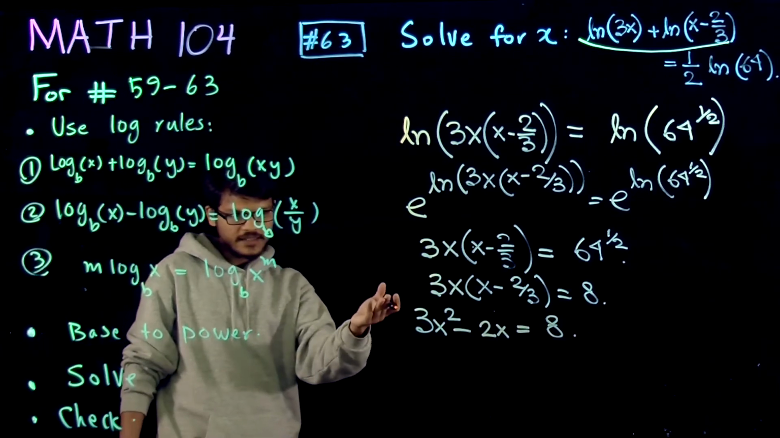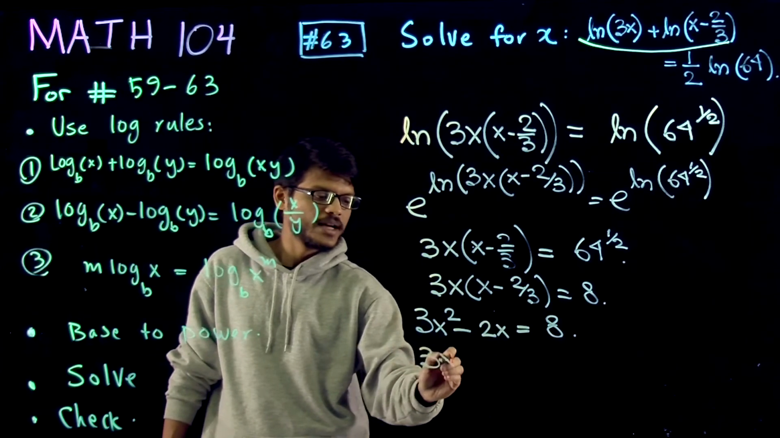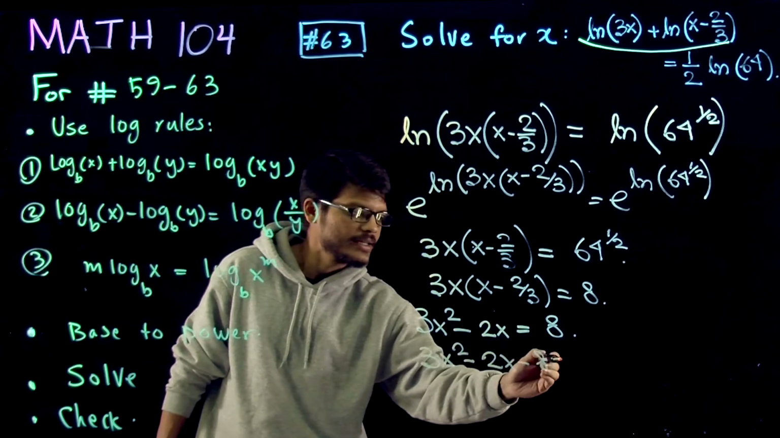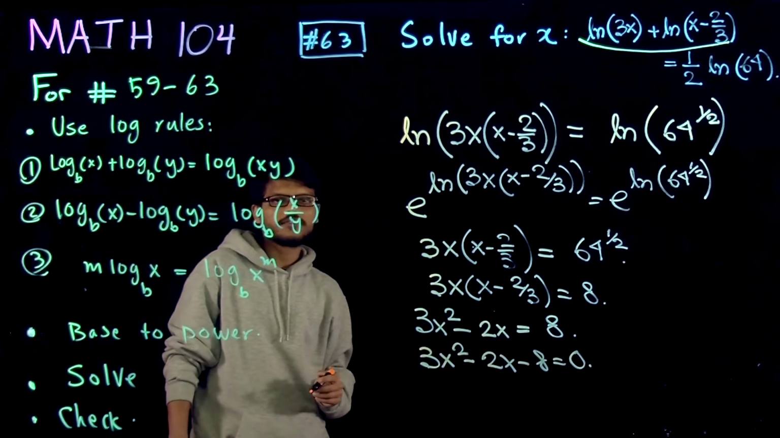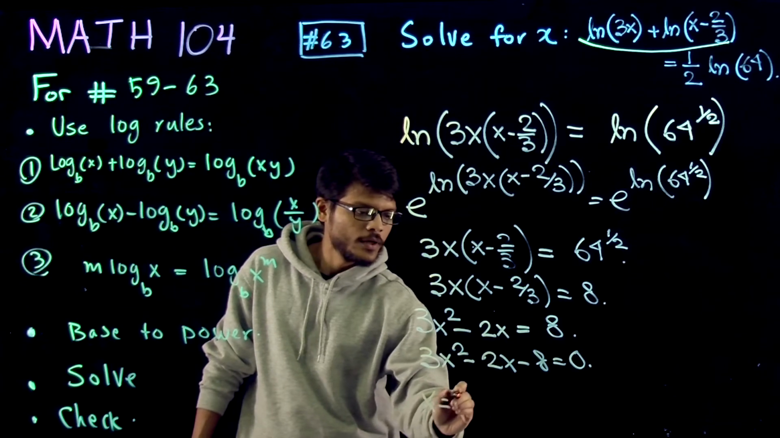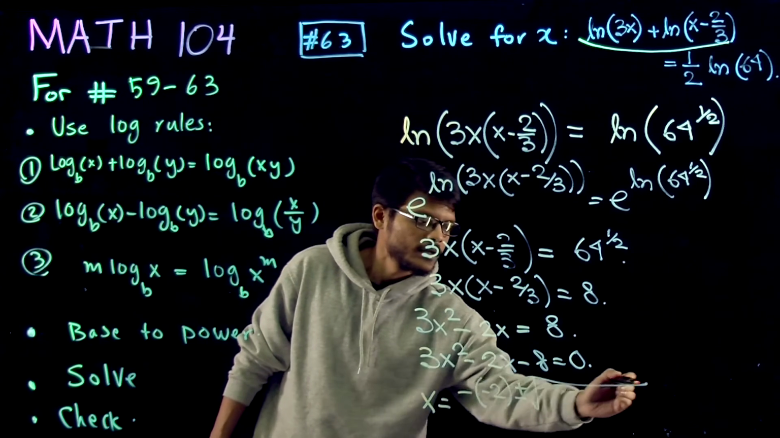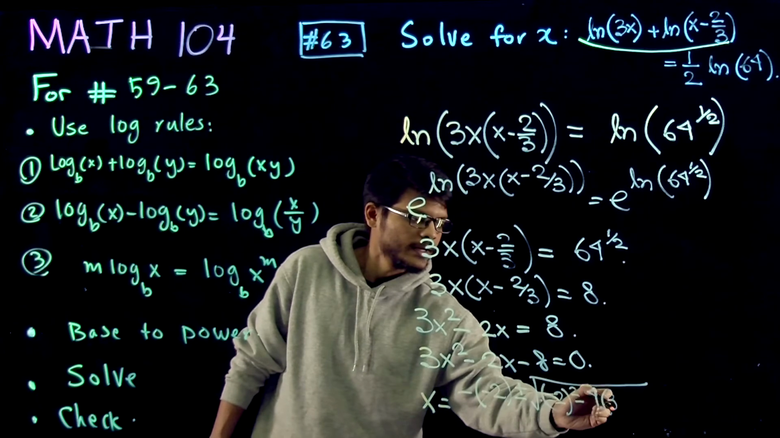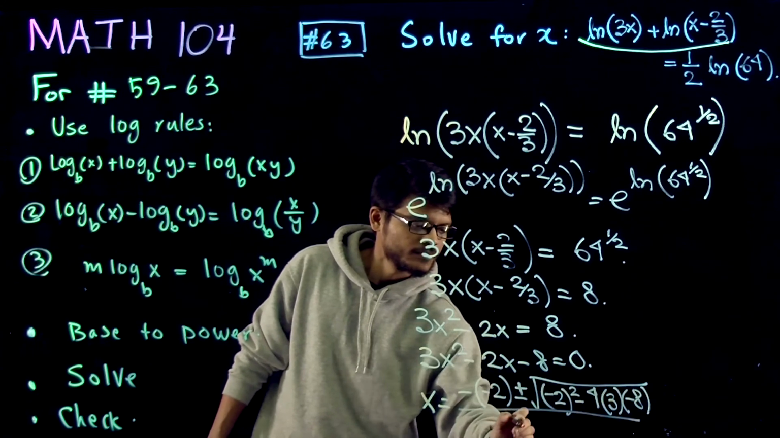And now you take the 8 to the left hand side, you subtract 8 from both sides. So we will get 3x squared minus 2x minus 8 is equal to 0, and this one is a quadratic equation. So we are just going to use the quadratic formula for this equation, and if you use that, we will get x is equal to minus b plus or minus the square root of b squared minus 4ac, divided by 2a.